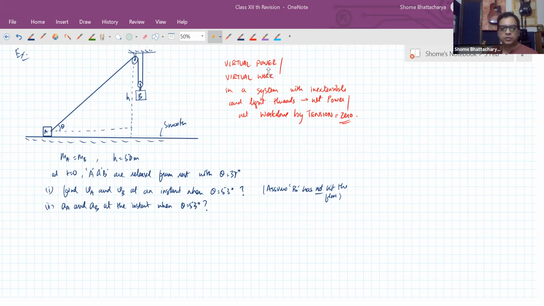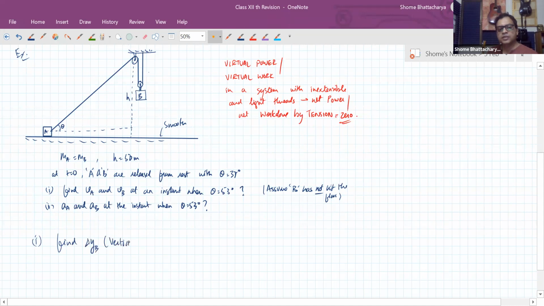So people, you're working on it, I hope. Okay. Can anybody tell me what is the displacement of B when theta goes from 37 to 53? To solve the first part, now I need to find delta y, that is the vertical displacement of B, as theta changes from 37 degrees to 53 degrees. So can you tell me how much that will be?